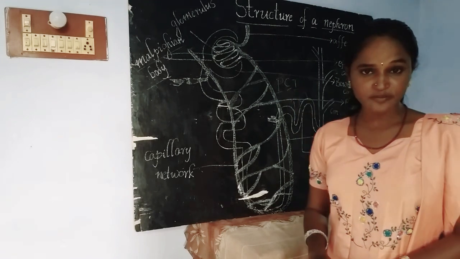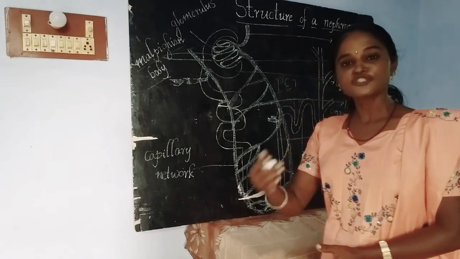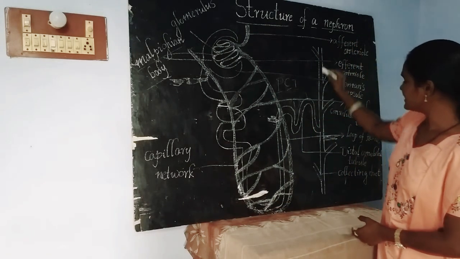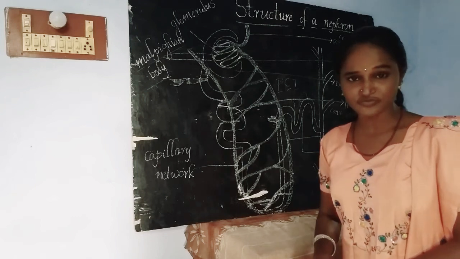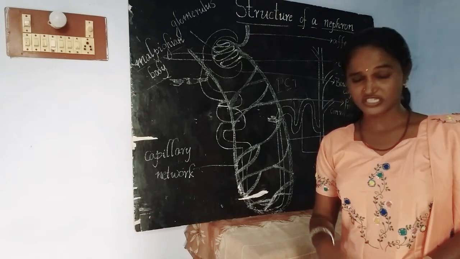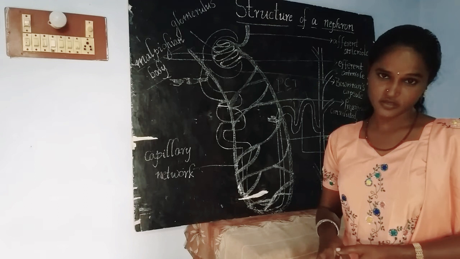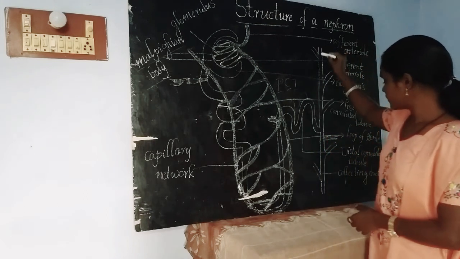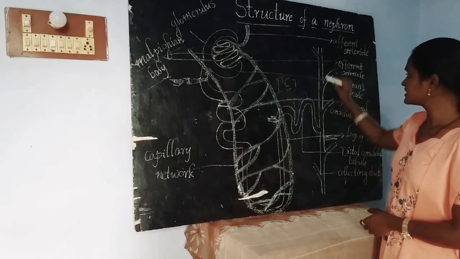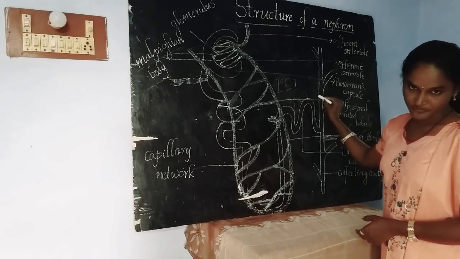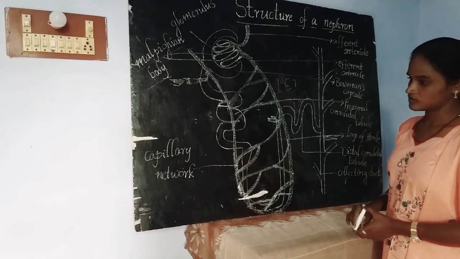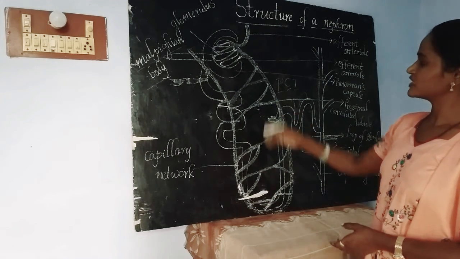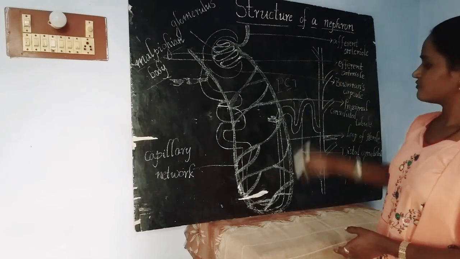Next, the third important part is the collecting duct. The collecting duct connects with different numbers of nephrons. This one is the collecting tube. It collects everything from the nephron. This is the structure of a nephron. I think you understand the structure of the nephron.